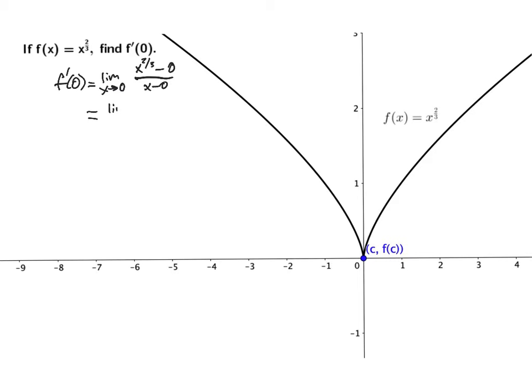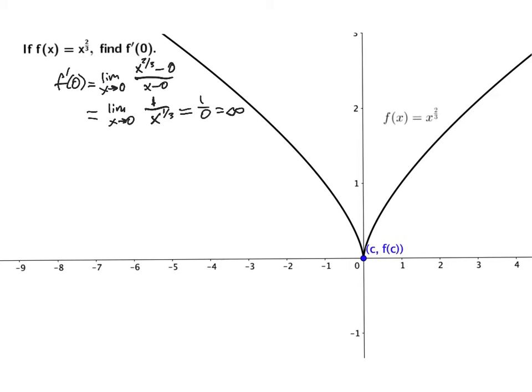So the limit as x heads towards 0 of x to the 2/3 over x to the 3/3. And that's going to give us 1 over x to the 1/3, or x to the negative 1/3. Now this is equal to, as x heads towards 0, 1 over 0, which is infinity.